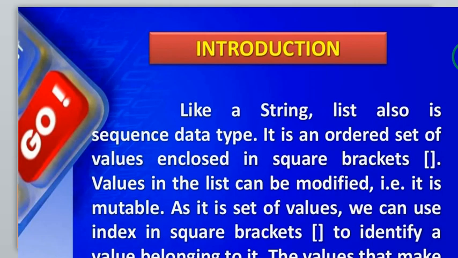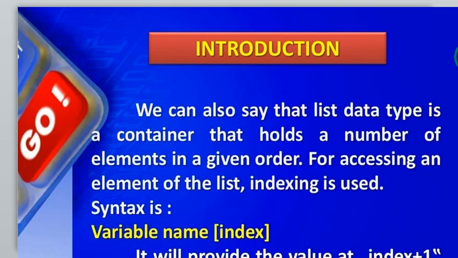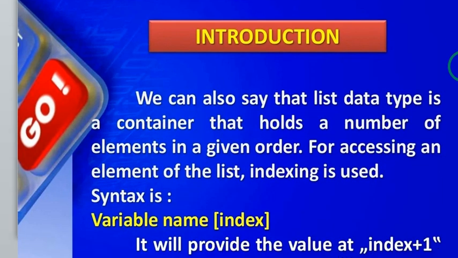Now what is a list? Lists are basically a sequence data type. They are an ordered set of values which are enclosed in square brackets. And these are mutable data types. They can be modified. And we use their index in square brackets to identify the values belonging to them. Now, we can also say that the list data type is a container which holds a number of elements in a given order.